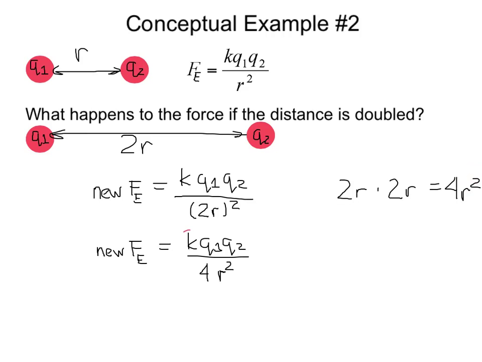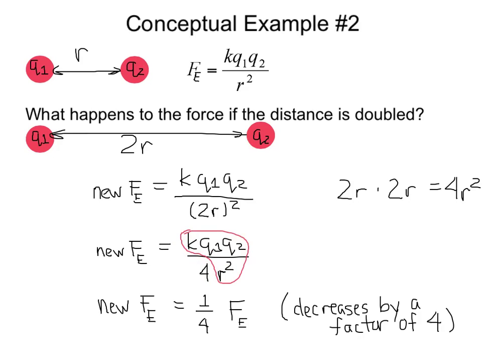But if we look again, here's our original electric force. It's K Q1 Q2 divided by r squared. So we have an extra 4, or 1/4 here. So we see we have a quarter amount of the original electric force. That is, it decreases by a factor of 4.